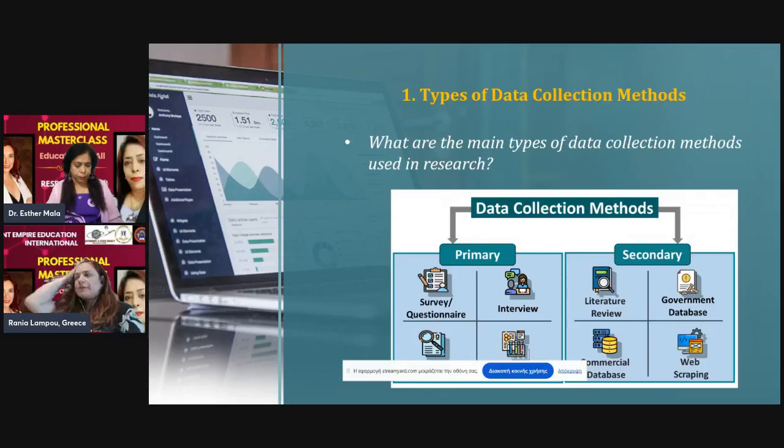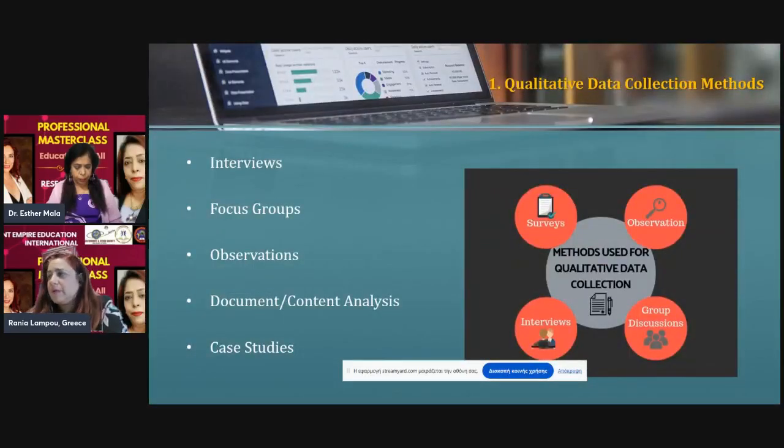So the main types of data collection methods which are used in research are typically divided into broad categories. Already we have mentioned this in previous sessions in detail. On one hand, we have discussed qualitative data collection methods, which focus on collecting non-numerical descriptive data to explore concepts, experiences, or social phenomena. Here we have interviews, one-on-one or group conversations that provide in-depth insights. We have focus groups. What are focus groups? Guided group discussions to explore attitudes or perceptions.